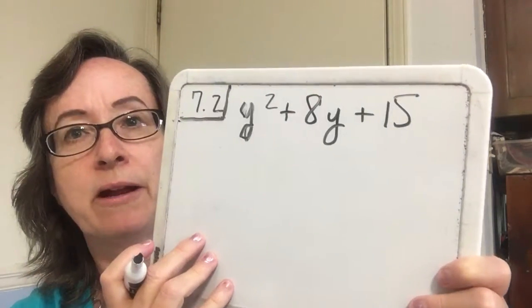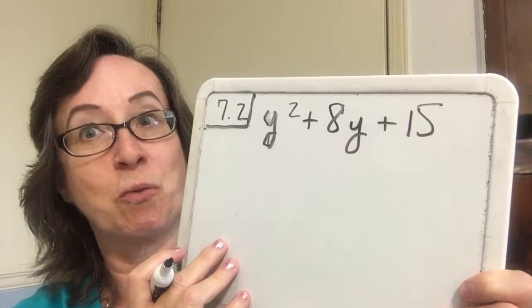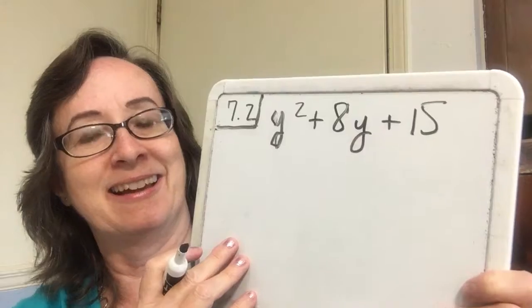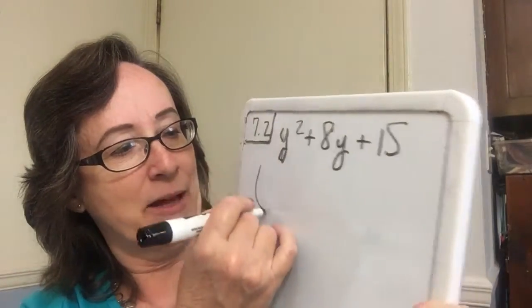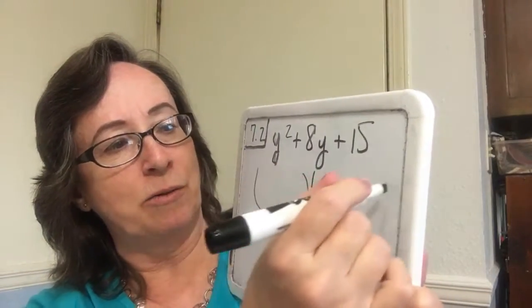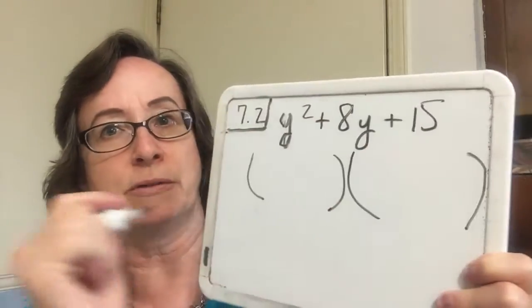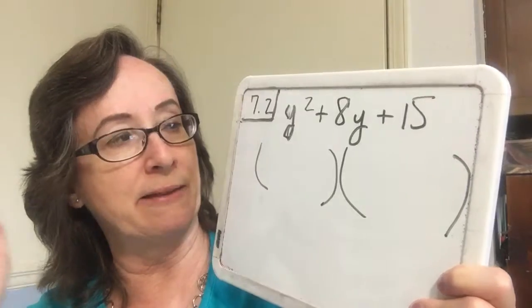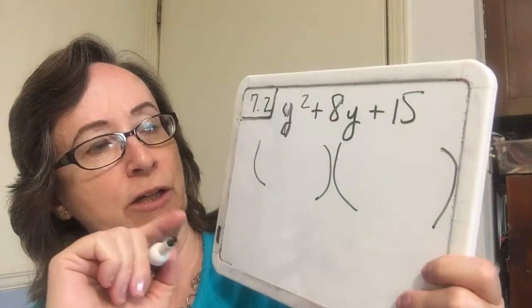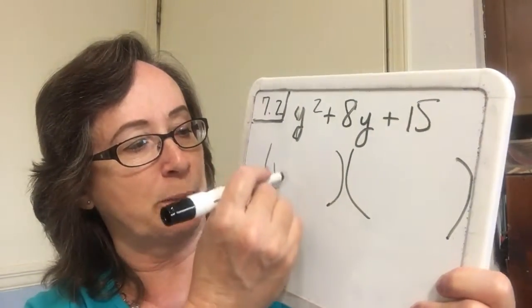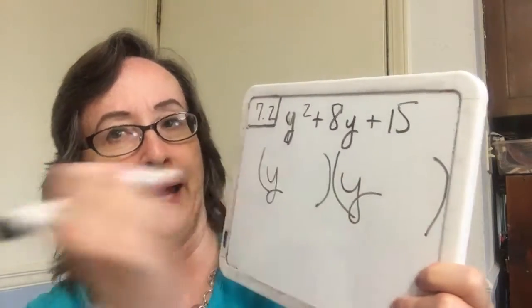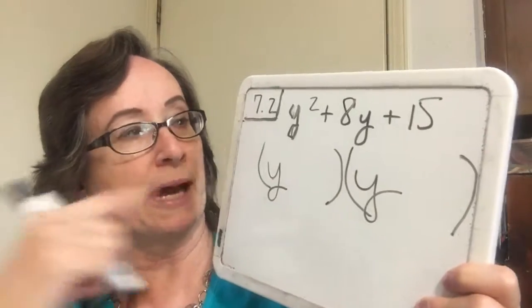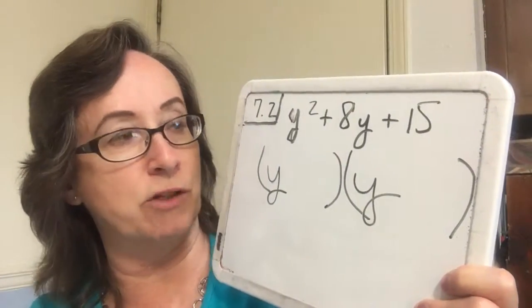So y squared, we know, is going to factor y and y. Remember, factoring is just unfoiling something, okay? So basically, we're trying to go back to the factors that will produce y squared plus 8y plus 15 when we multiply them together. So if I'm going to use, I'll do trial and error first. I'm just going to put y and y, okay, because these first two, when multiplied, will always give me the first term of the trinomial.